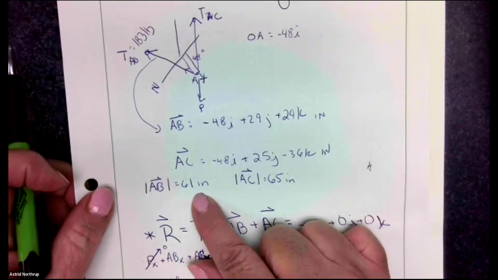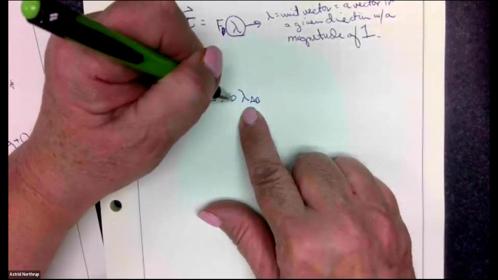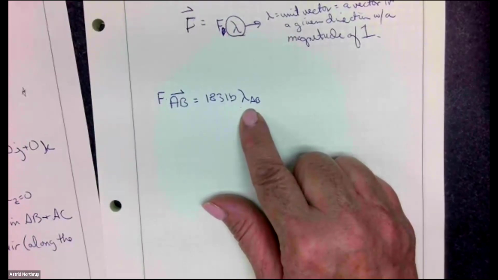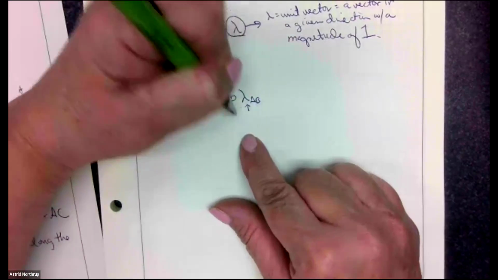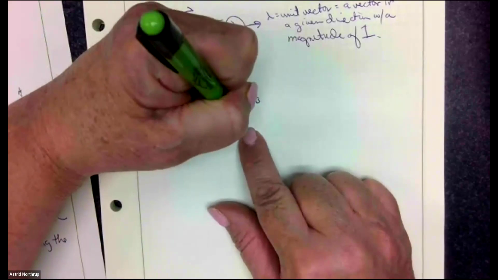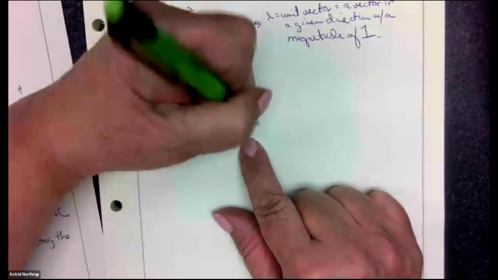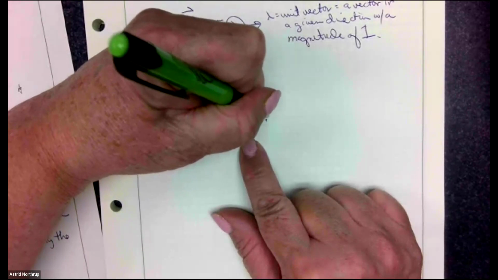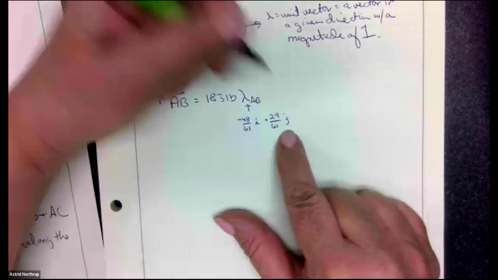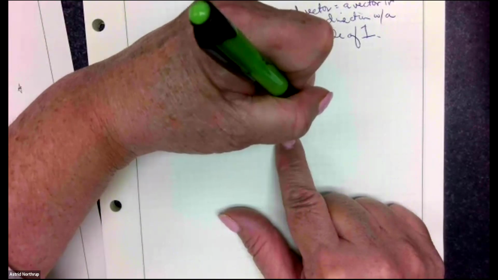So how would I find the component, the unit vector, along the AB with the direction of 1? Well, the thing is, you divide out the length. So we can write lambda AB then as being the x component, which is negative 48 over the length, and that's in the I direction. Then the j over the length, and the k over the length.